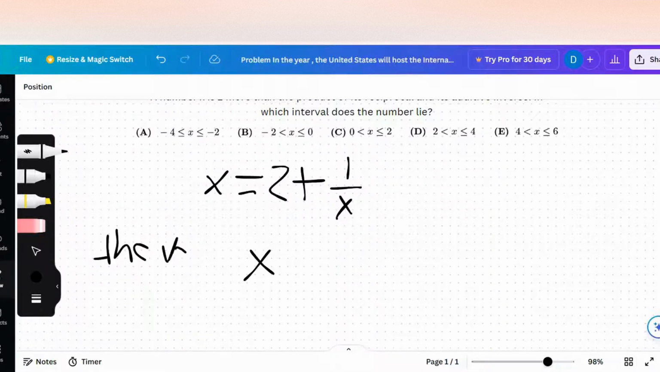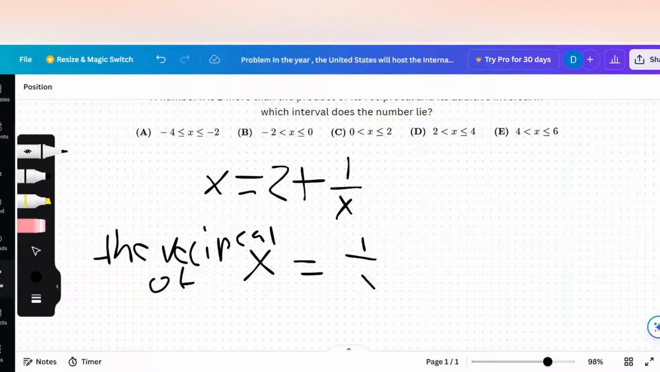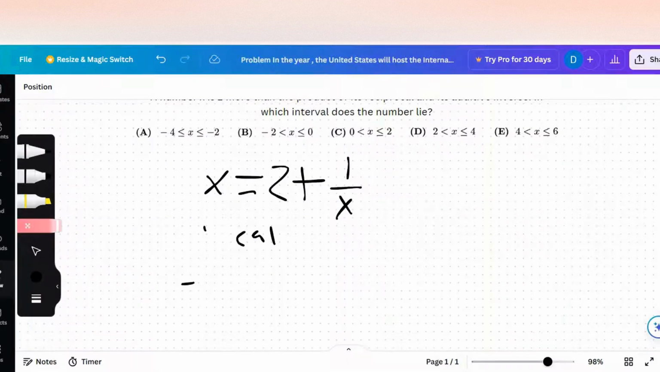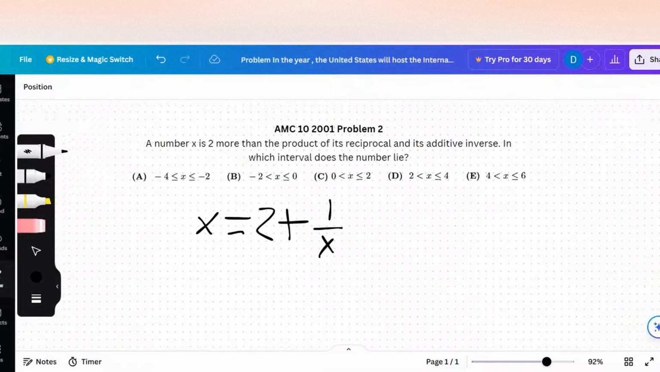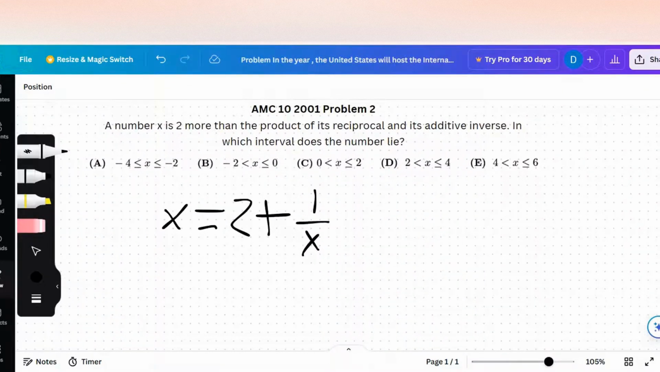The reciprocal of x is equal to 1 over x. So it's just basically flipping the number, as my teacher once taught me. So we have the product of its reciprocal and its additive inverse.